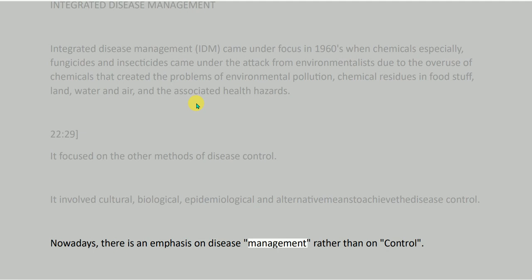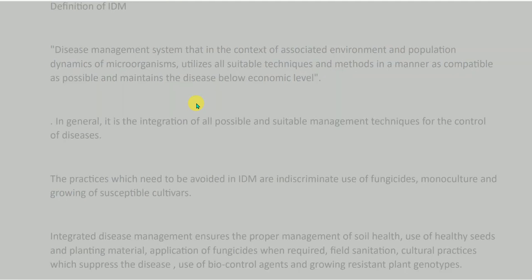Definition of IDM. A disease management system that, in the context of the associated environment and population dynamics of microorganisms, utilizes all suitable techniques and methods in a manner as compatible as possible and maintains the disease below the economic level. In general, it is the integration of all possible and suitable management techniques for the control of diseases. The practices which need to be avoided in IDM are indiscriminate use of fungicides, monoculture and growing of susceptible cultivars. Integrated disease management ensures the proper management of soil health, use of healthy seeds and planting material, application of fungicides when required, field sanitation, cultural practices which suppress the disease, use of biocontrol agents and growing resistant plant genotypes.